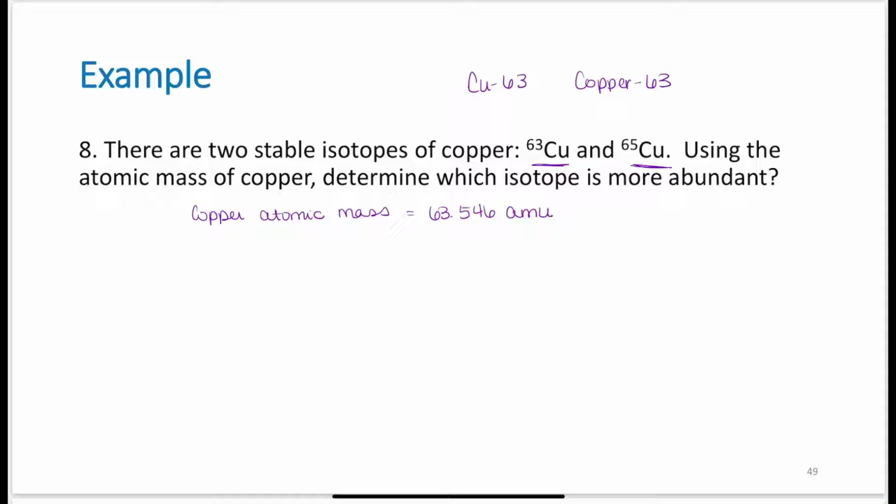How do I determine which one's more abundant? Well, where does my atomic mass lie? My atomic mass lies closer to 63. So I'm trying to figure out between these two, where does this lie? It's lying closer to 63. Shorter distance, longer distance. So that means that copper-63 is more abundant.